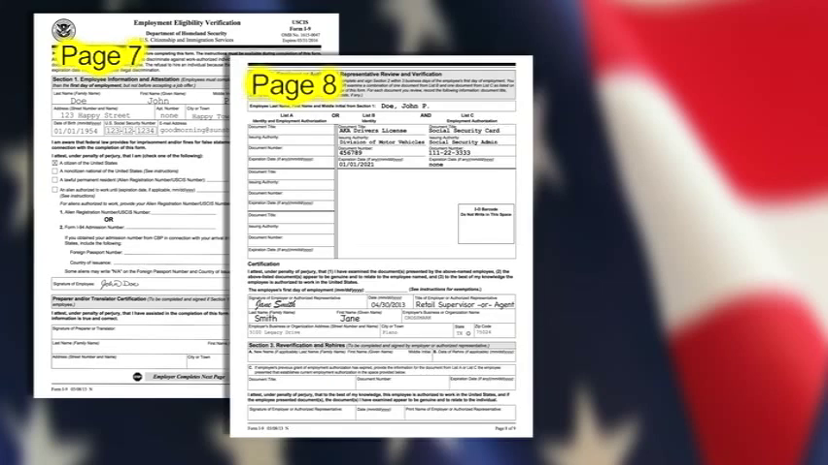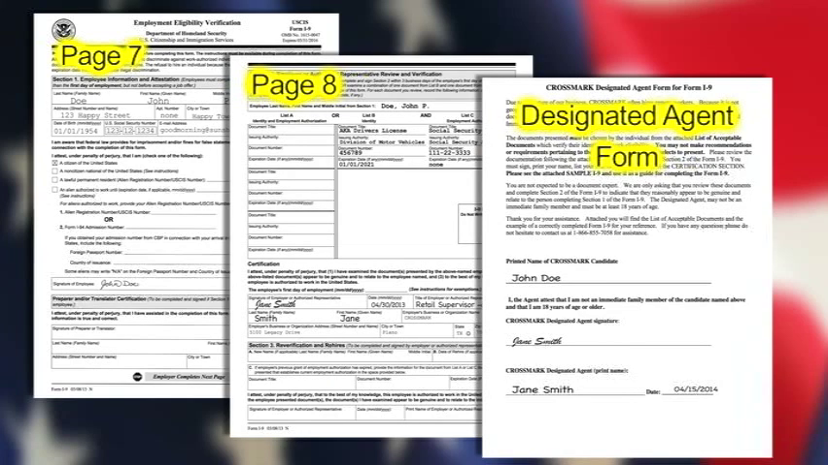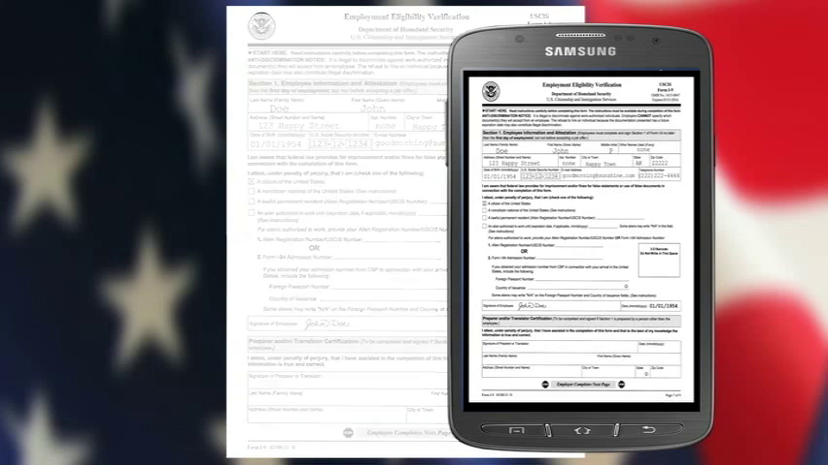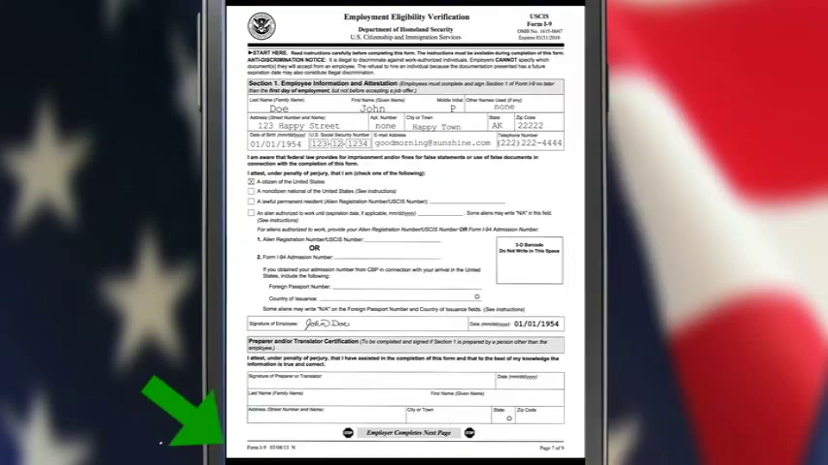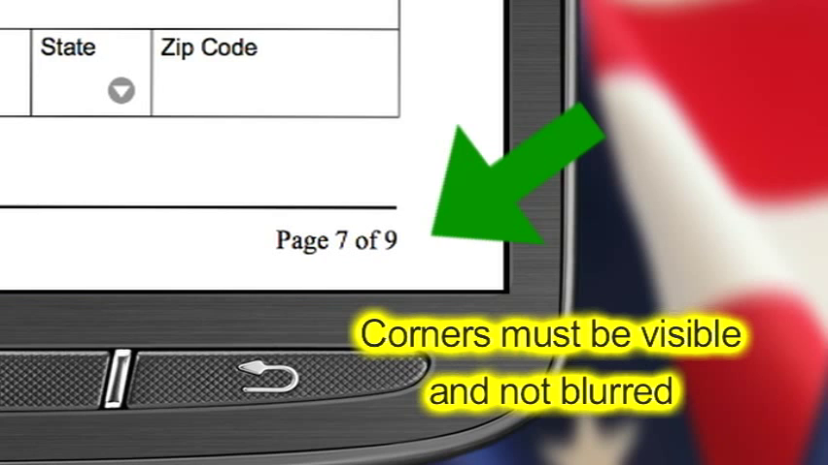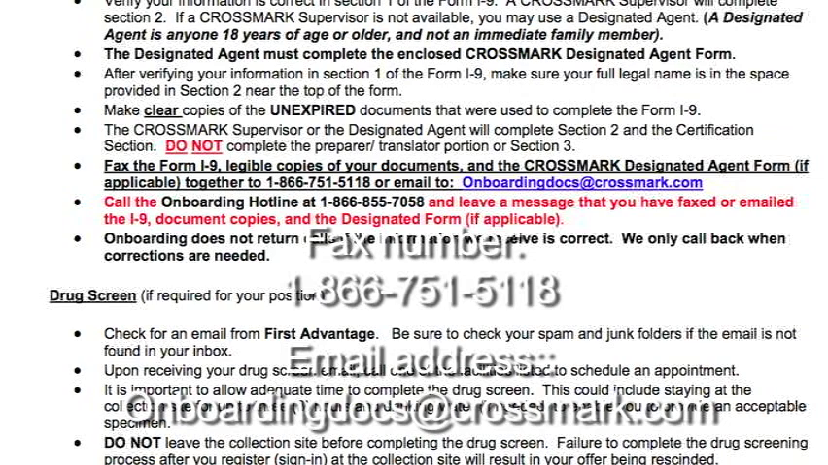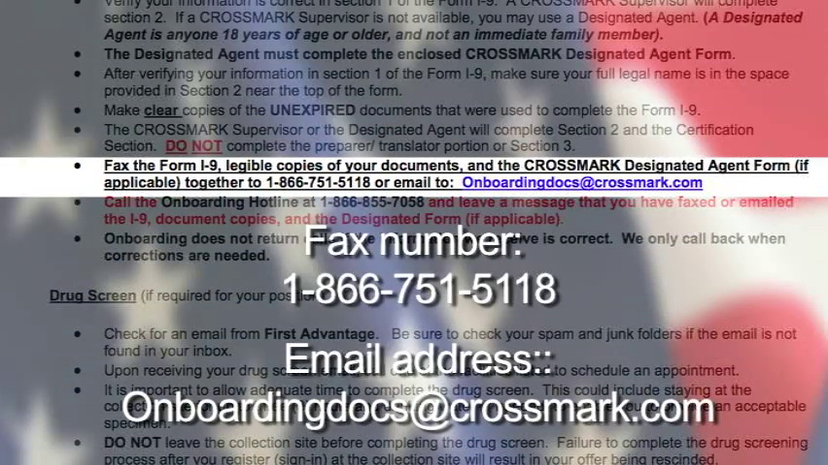The last step is sending all forms and documents back to CROSSMARK. Please fax a copy of page 7, page 8, and the CROSSMARK Designated Agent form for Form I-9, along with copies of the documents listed in Section 2. Or email a copy taken with a digital camera or smartphone, making sure all four corners are visible and not blurred. Use the fax cover sheet provided. Reference the onboarding checklist for the fax number or email address.